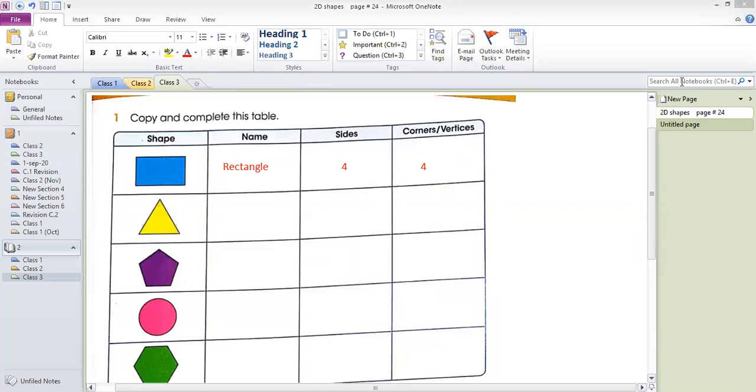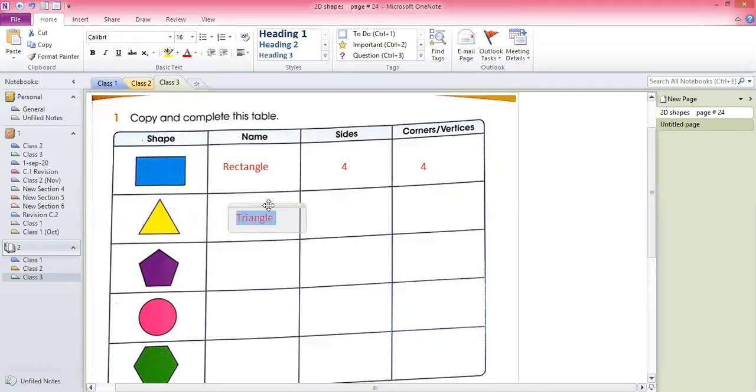All right, guys. So you all are writing very good, and I'm going to write the answer here. Triangle. This is the spelling of triangle. And it has 3 sides. And it has 3 corners. Coming to the next shape, guys. Identify the shape. Which is the next shape?